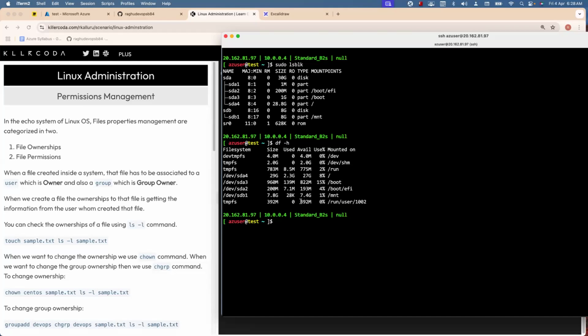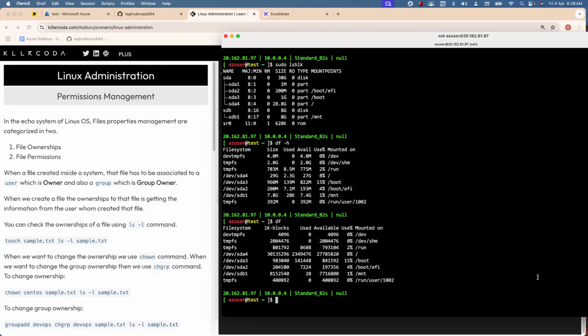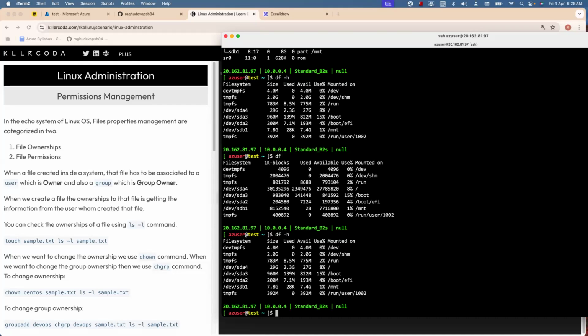So df -h. You can run df itself, but df will show you block sizes. I'm using -h just to show you in a human readable format so that it's easy to understand. So it will show megabytes and gigabytes. Otherwise, everything shows in bytes, which is pretty difficult to understand.